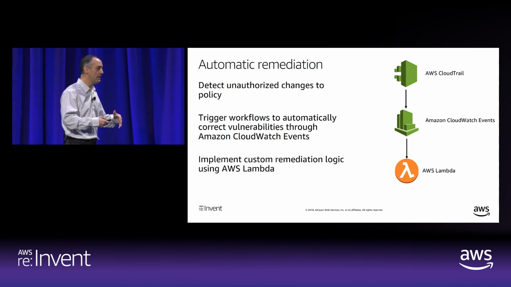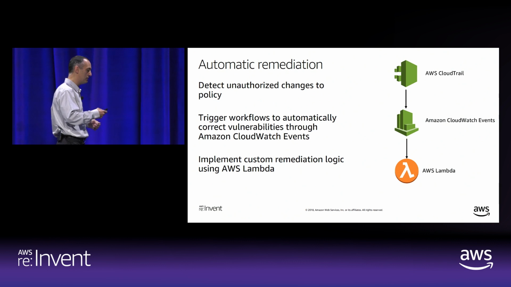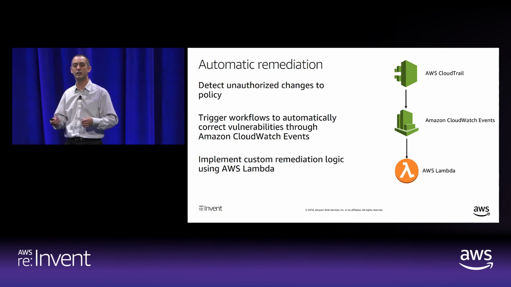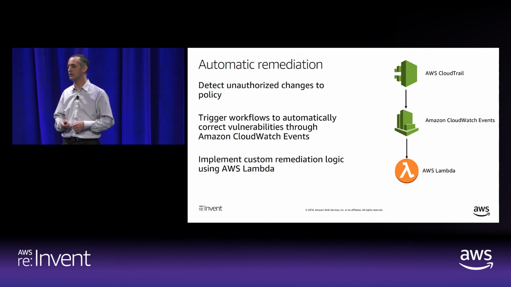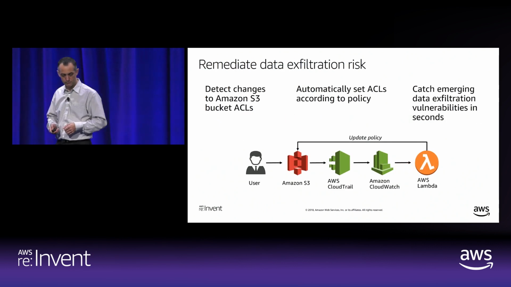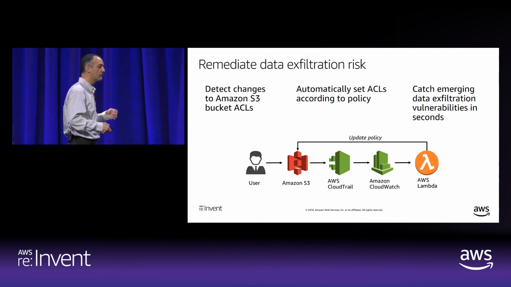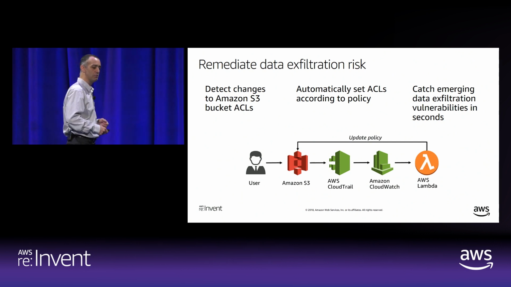So when these events come in, you can filter them. You can determine if there's specific changes in call volume that are a problem. You can determine if an action is not compliant with policy. And you can use AWS APIs even to automatically fix the problem. So let's look at a couple of use cases here. Let's look at a hypothetical data exfiltration scenario that we're going to automatically remediate.